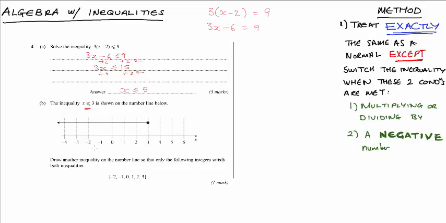Alright. So let's draw another inequality on the number line so that the following integers satisfy both inequalities. So basically we're saying that this has to be included, this has to be included, this has to be included, this has to be included, this has to be included, and this has to be included.